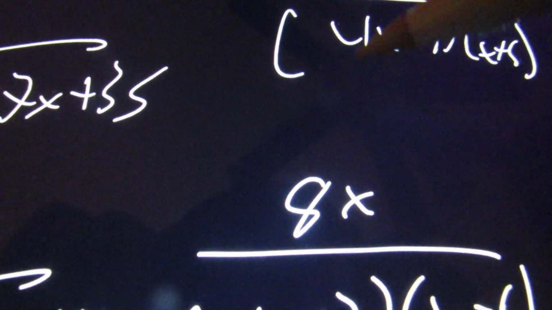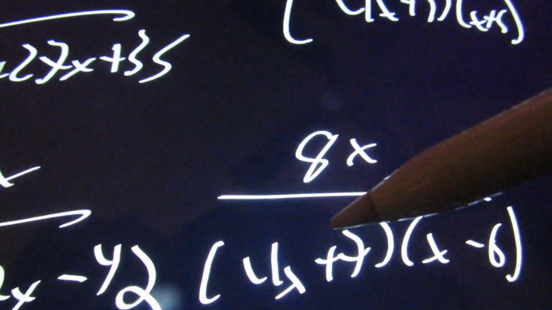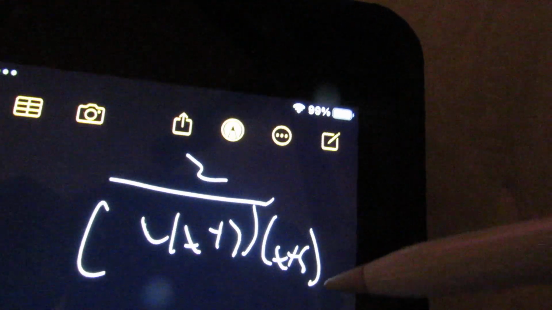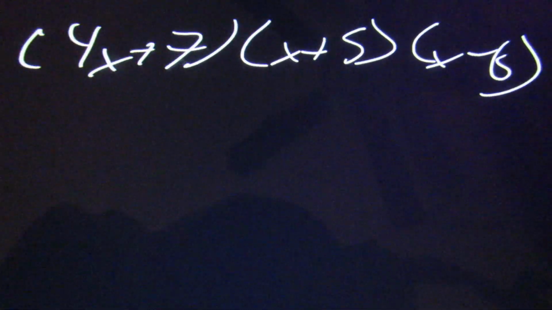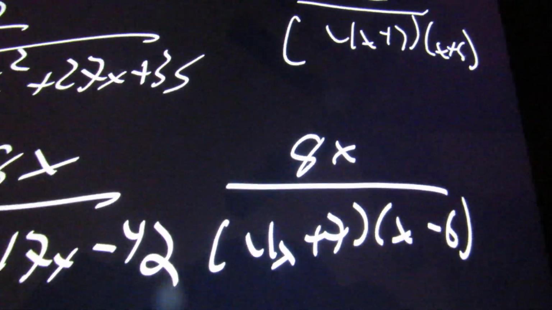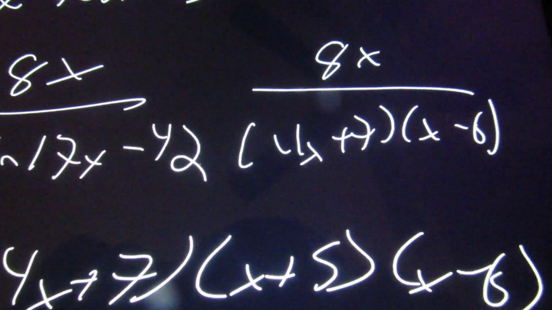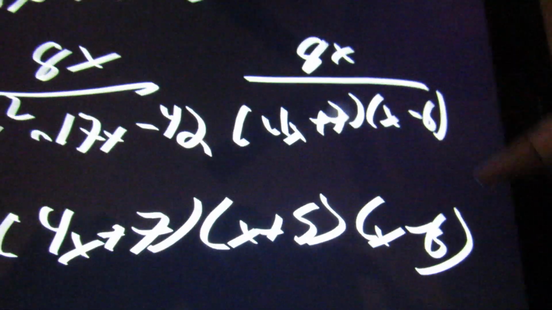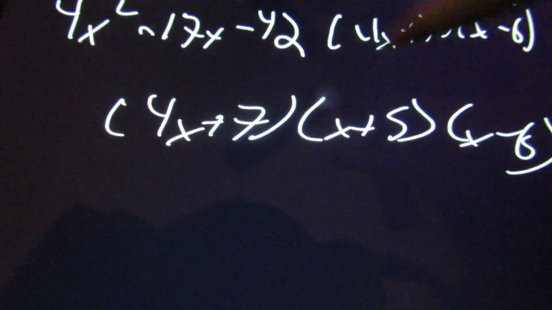So, we see we have 4x plus 7 in both of them. And then we have an x plus 5. And we have an x minus 6. So, we're going to use the 4x plus 7. We only need to use it once because it's only in each expression once. And then we're going to use the x plus 5 just one time and the x minus 6 one time. So this whole thing is the least common denominator.